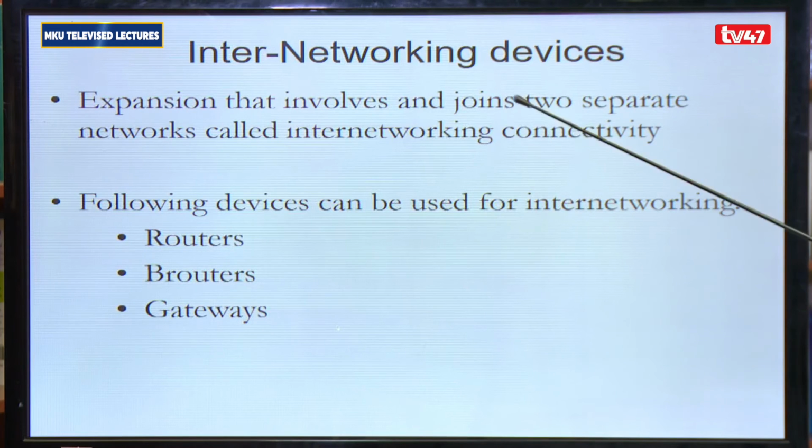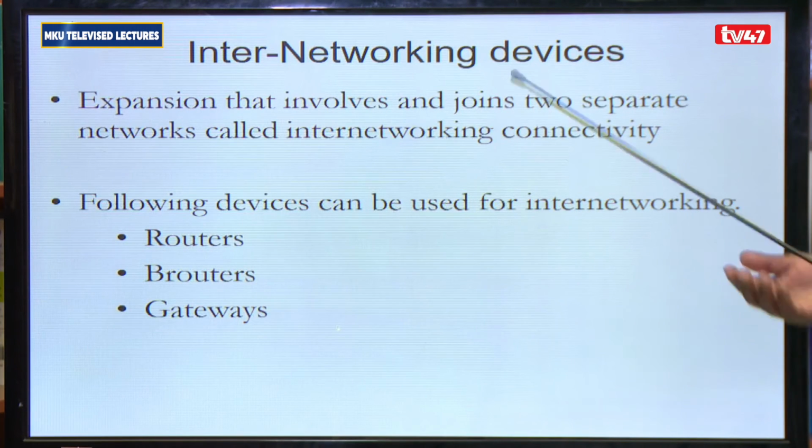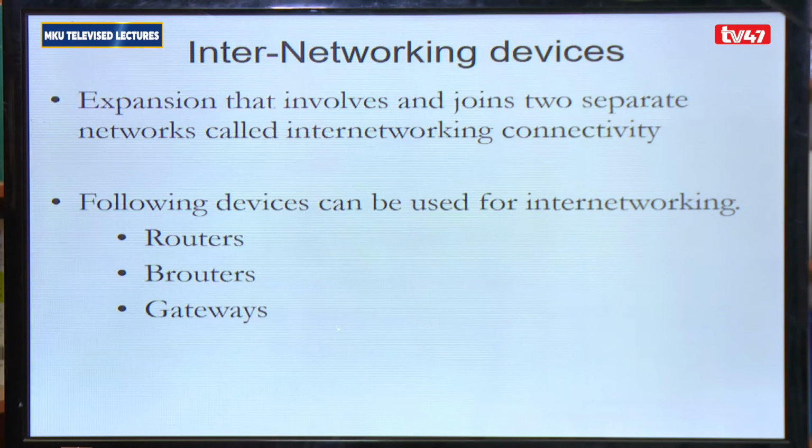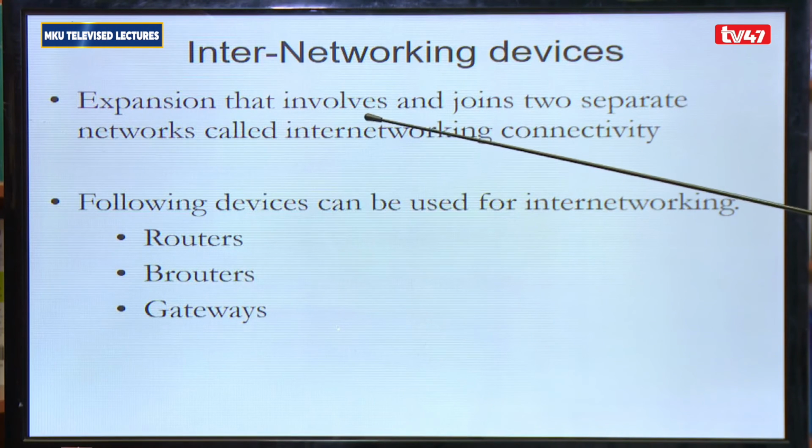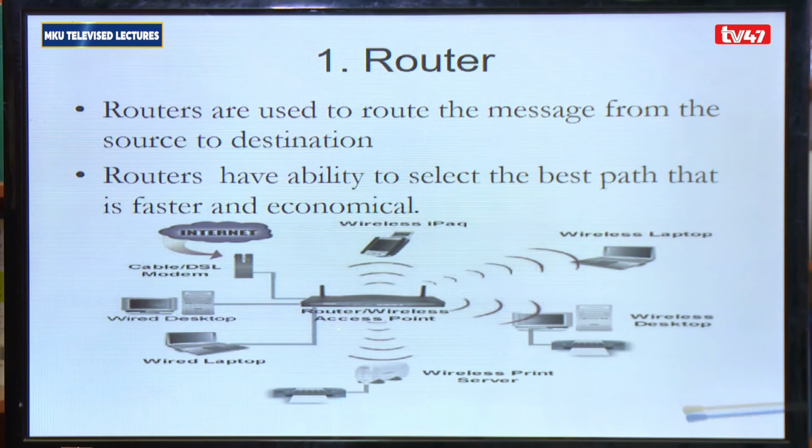Then the last subcategory is the internetworking devices. These are the devices that we use to interlink different networks. Network A and network B can be connected and managed together through the router, the brouter, and also the gateways. They are referred to as internetworking devices because they are used to interconnect or join two separate networks, which is referred to as internetworking connectivity. We look at the brouter, the routers, and the gateway, each at a time.